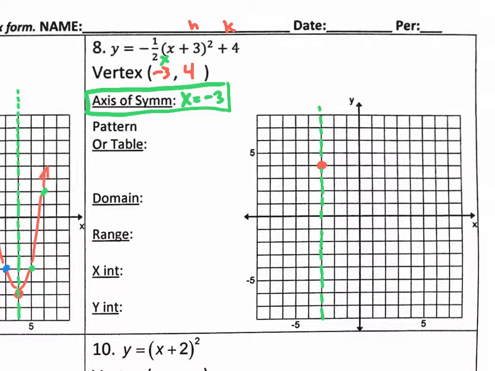Now we need a pattern or a table. You guys want to do both so you could see both, or do you want to pick one?